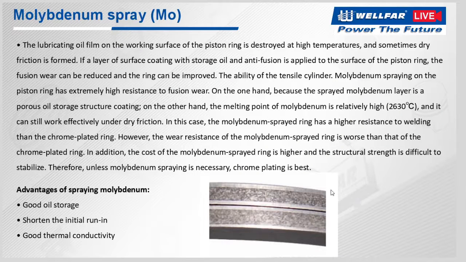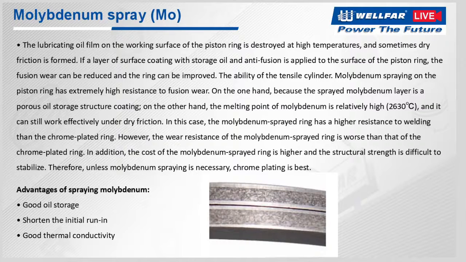Okay, then the next one. The lubricating oil film on the working surface of the piston ring is destroyed at high temperatures, and sometimes dry friction is formed. If a layer of surface coating with oil storage and anti-fusion properties is applied to the surface of the piston ring, the fusion wear can be reduced and the anti-scuffing ability of the ring can be improved. Molybdenum spraying on the piston ring has extremely high resistance to fusion wear. On the one hand, because the sprayed molybdenum layer is a porous oil storage structure coating, and on the other hand, the melting point of molybdenum is relatively high, and it can still work efficiently under dry friction.